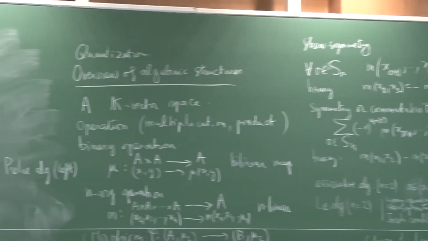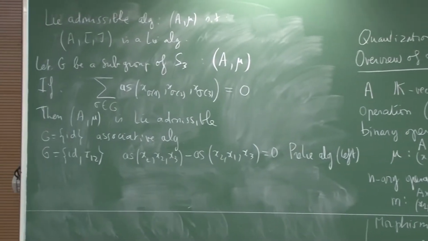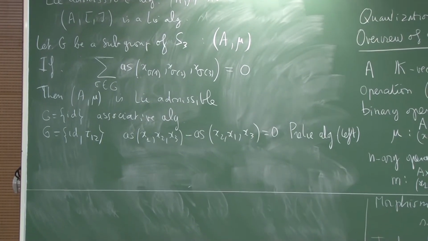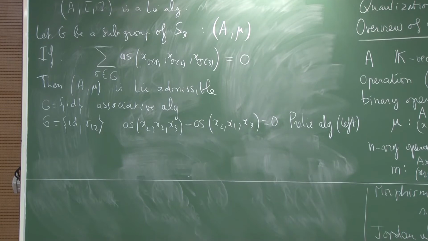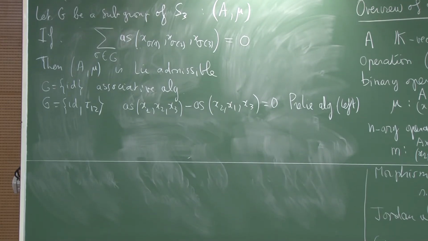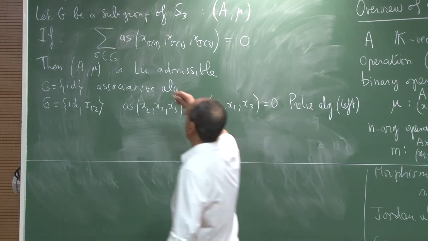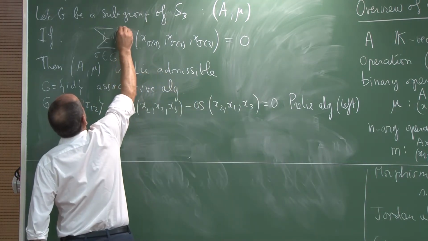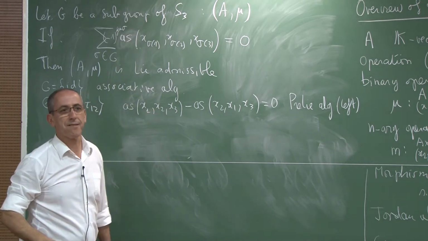So why is there a minus before the associator of x2, x1, x3? Oh, because I made a mistake here. It's minus 1 to the signature of sigma. Thank you.